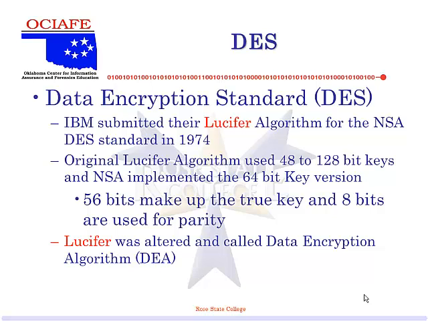Okay, the original algorithm uses 48 to 128 bits. Okay, that's kind of weird. They had something that was variable bits. Or variable block size, basically, 48 to 128. They chose 64 bits. Why?